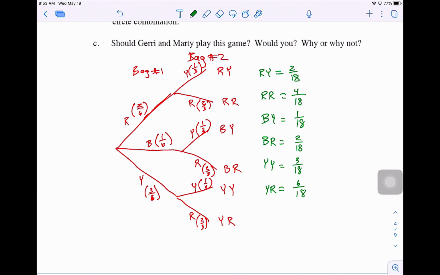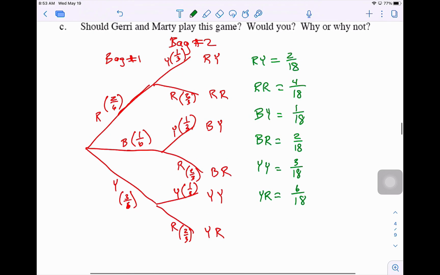Alright, so here's the probabilities. Take a look up on the screen here. In green, I put the final probabilities down where you're just multiplying. So for the first one, for example, that 2/18 is coming from 2/6 times 1/3. Numerator times numerator, that's where the 2 is coming from. Denominator times denominator, that's where the 18 is coming from. And then just do that along each one of the different branches of the tree diagram.